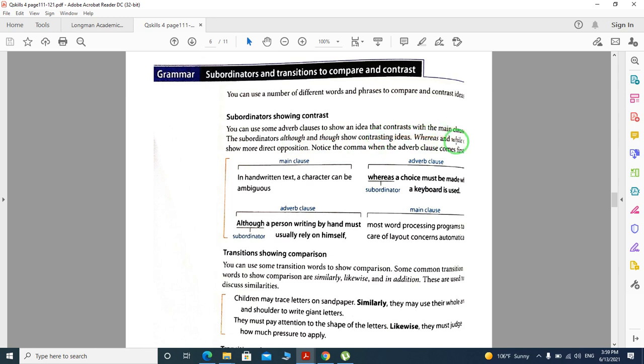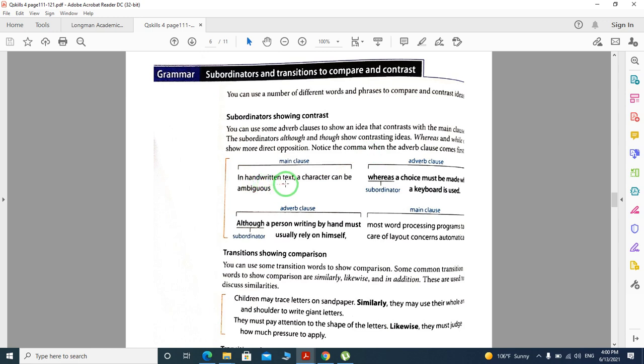Whereas and while are like the complete opposite. You can say that this car is black while that car is white. So black and white, they show direct contrast, direct opposition. Notice the comma when the adverb clause comes first. For all adverb clauses, when the adverb clause is first, there is a comma.